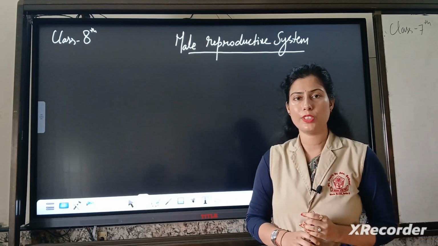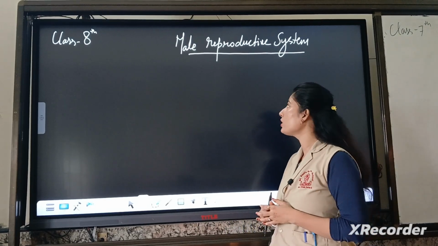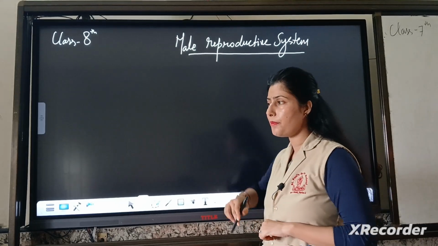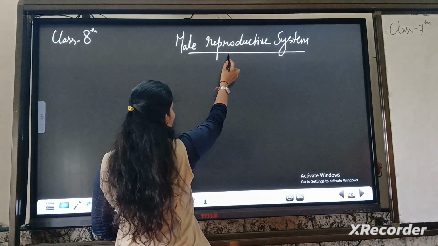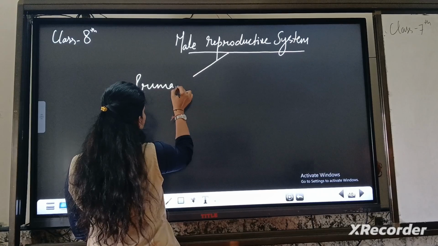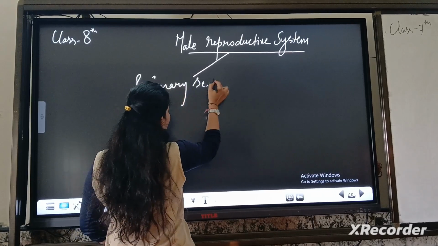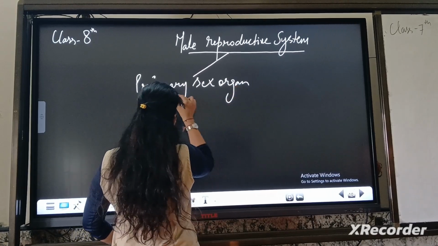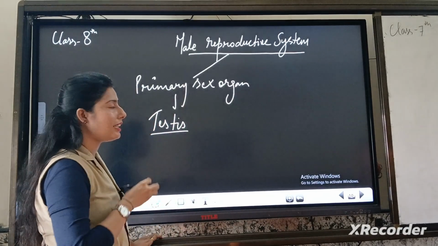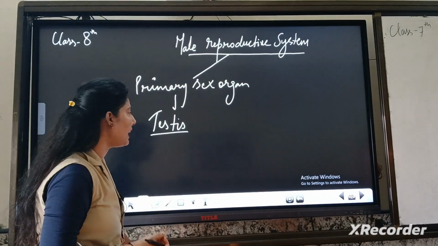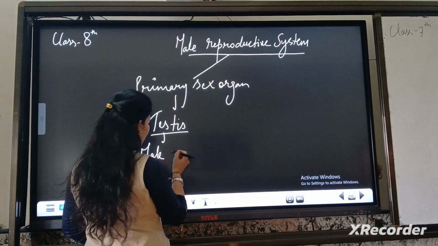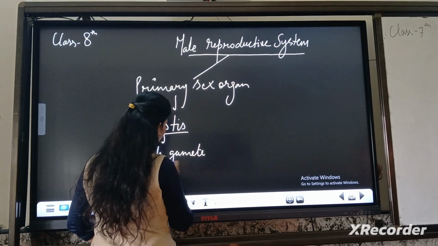Before moving towards a new one, first I want to give you an overview of yesterday's topic. We have learned the male reproductive system. What are the main things in the male reproductive system? There is a primary sex organ, which is our testis, and this testis is responsible for the formation of male gametes. These male gametes, which are formed inside this testis, we call sperm.